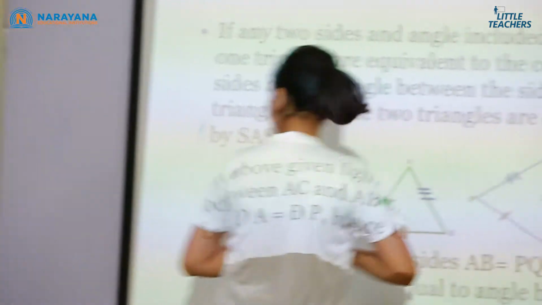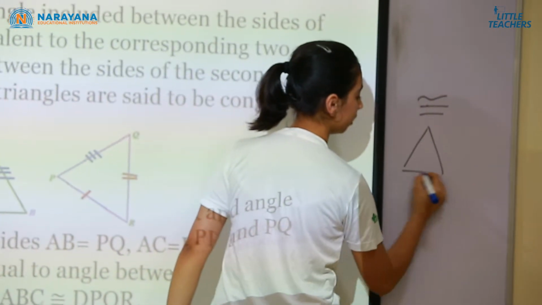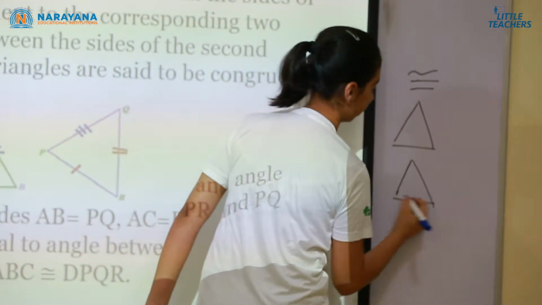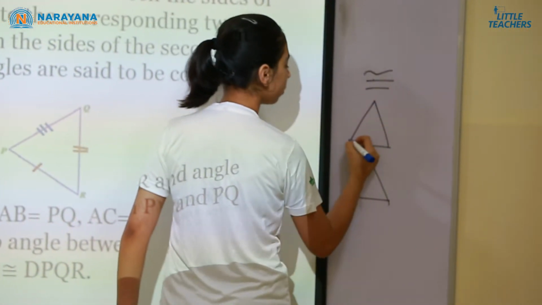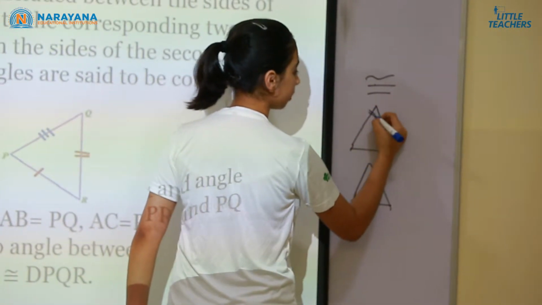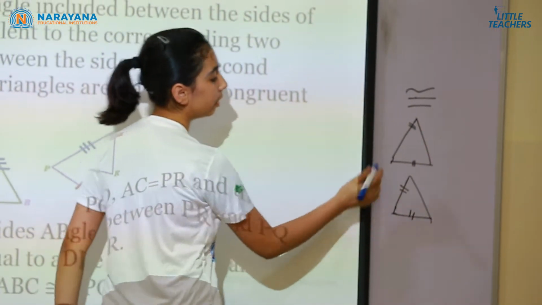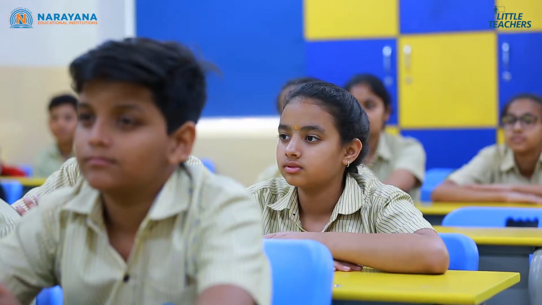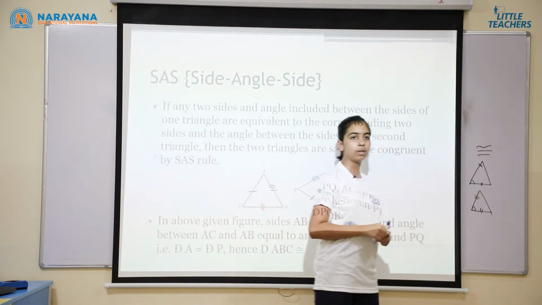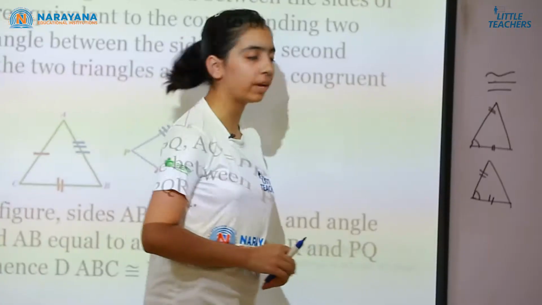Like we have 2 triangles here, this triangle and this triangle. These 2 triangles would be congruent if these 2 sides are equal and the angle made between them is also equal. Hence we could say that these 2 triangles are congruent by SAS criteria, that is side angle side criteria.